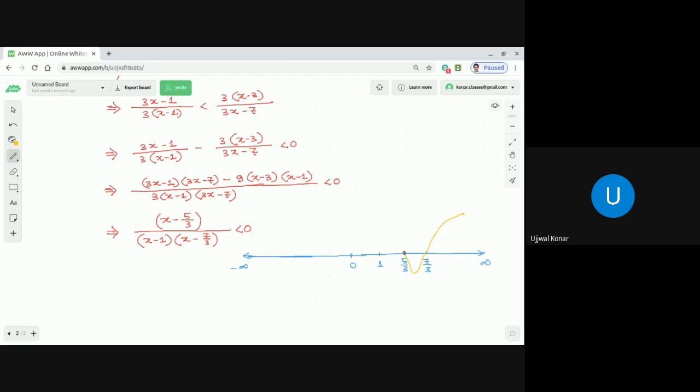X minus 5 by 3 power is odd, so I should cross the number line. Go up and down. X minus 1 power is odd, so I should cross the number line and run. Done. We are done with the drawing of the wavy curve.